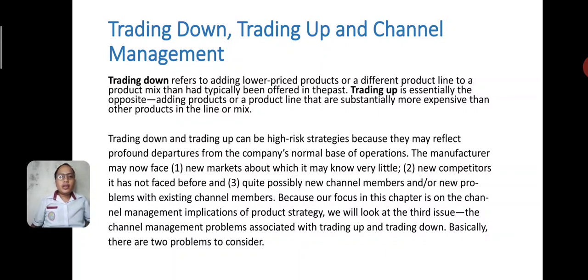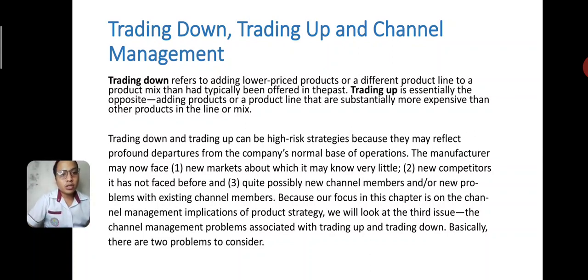Trading down and trading up can be high risk strategies because they may reflect profound departures from the company's normal base of operation. The manufacturer now faces: one, new markets about which it may know very little; two, new competitors not faced before; three, quite possibly new channel members and new problems with existing channel members.